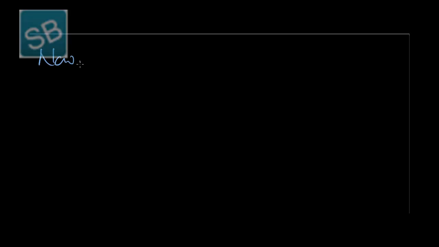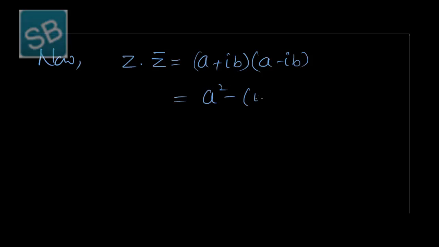Now z into z bar is equal to a plus ib into a minus ib. That gives a plus b into a minus b, that is a square minus b square. That is a square minus i square b square. That is a square plus b square.